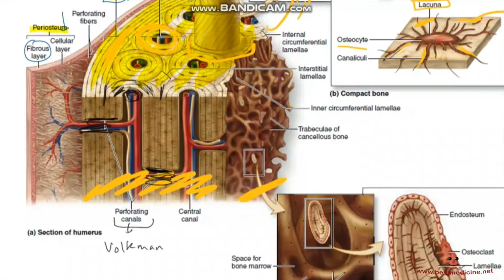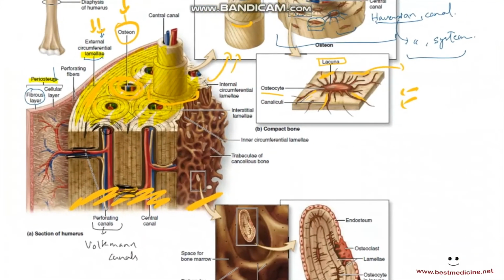Volkmann canals. Okay, so part of the Haversian system, part of the circular lamellae.